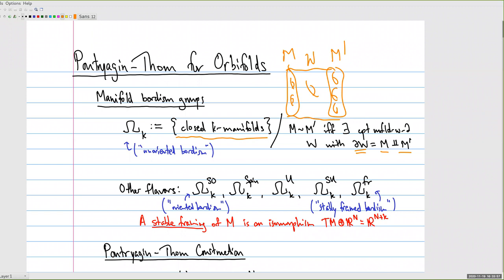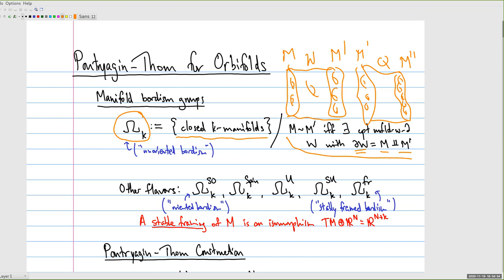Now this is certainly an equivalence relation, because if I have another bordism Q from M prime to M double prime, then I can just glue W and Q along M prime and get a cobordism from M to M double prime. It's also obviously reflexive and symmetric. So this is an equivalence relation, and the quotient is the bordism group of manifolds, manifolds modulo bordism.